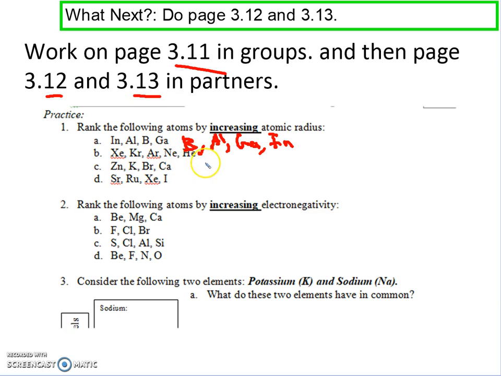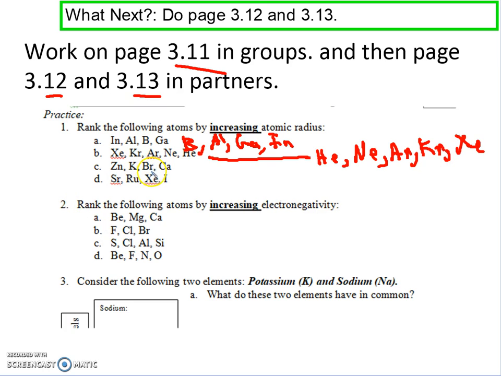These are all noble gases, and we know that atomic radius increases as you go down. So here, I'll do it over here so I can write a little bigger. So we would go helium, neon, argon, krypton, and xenon.